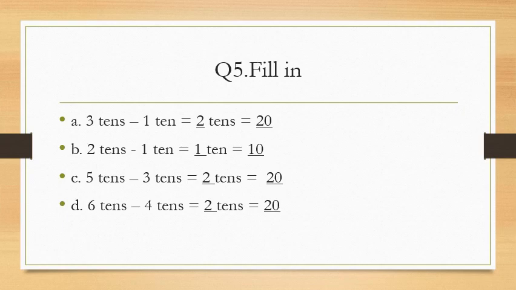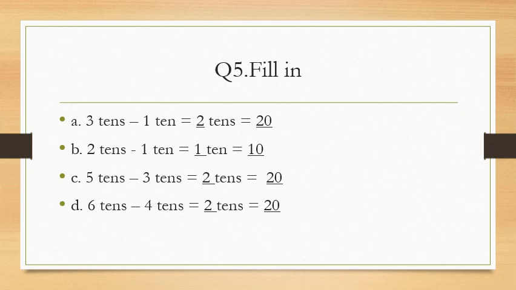Now look at the B part. Here you have to subtract 1 ten from 2 tens. So children, when you subtract 1 ten from 2 tens, you will get answer as 1 ten. And 1 ten is equal to 10. Now C part. 5 tens minus 3 tens is equal to 2 tens. And children, 2 tens is equal to 20.